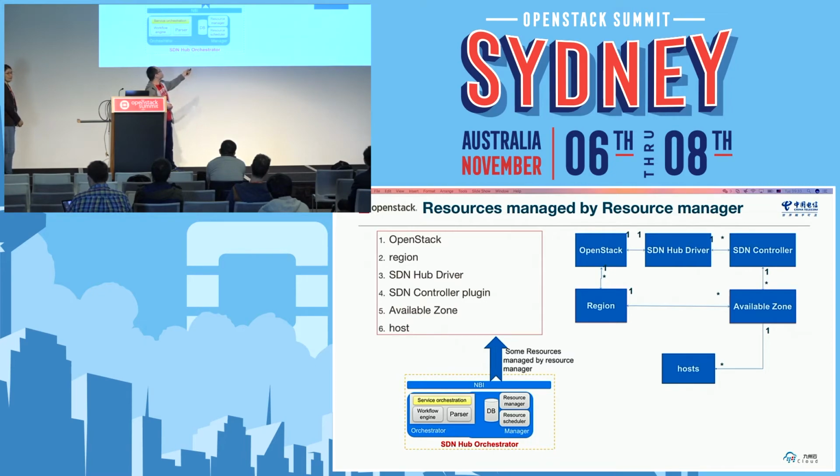Okay, at the top is our SDN Hub driver and the SDN controllers. Each OpenStack will deploy one SDN Hub driver, and each Hub driver will manage many SDN controllers. Each SDN controller will have its own availability zones managed. So that is our resource relationship. Based on the resource relationship, we will do some resource scheduling.